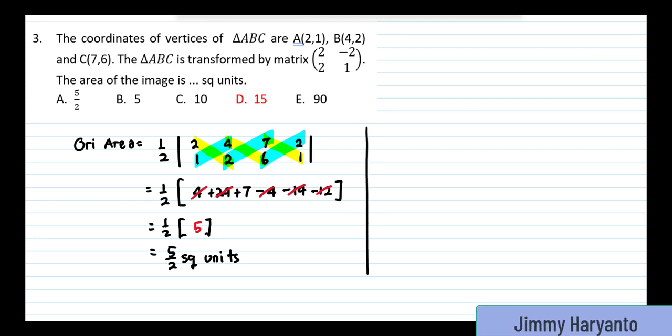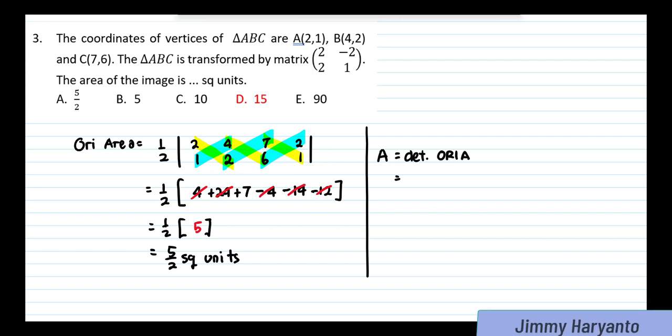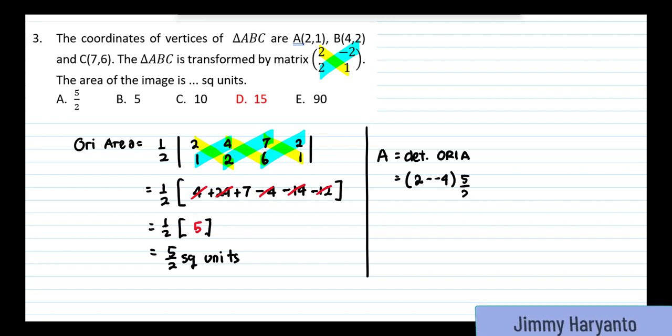Next is to find the area of the image after the transformation, right? So the area of the image will be the determinant times the original area. That means the determinant will be from this matrix. Like usual, you'll have 2 minus -4 times the original area. The original area is 5/2. So you will have 6 times 5/2. That means 30 divided by 2 is 15. There you go. This is the answer for number 3.